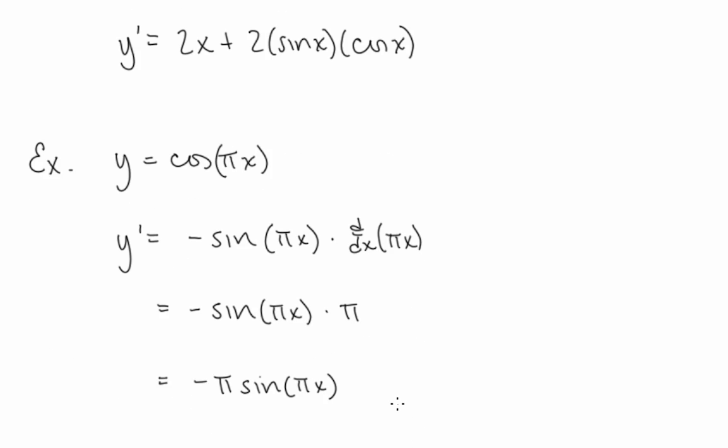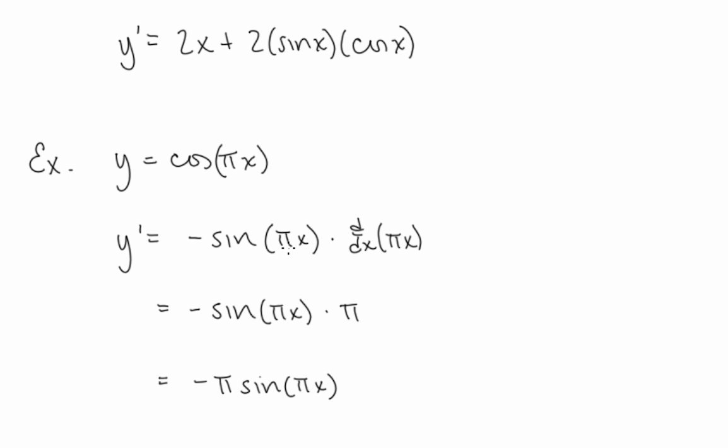Let's take a look at another. Here we have y equals cosine of pi x. So now notice we have pi x plugged inside the cosine function. So this is a different type of application of the chain rule. Remember, the chain rule says take the derivative of the outside function and evaluate at the inside function. Well, what's the derivative of cosine of something? It's going to be negative sine of that something. So we're going to start with negative sine of pi x.